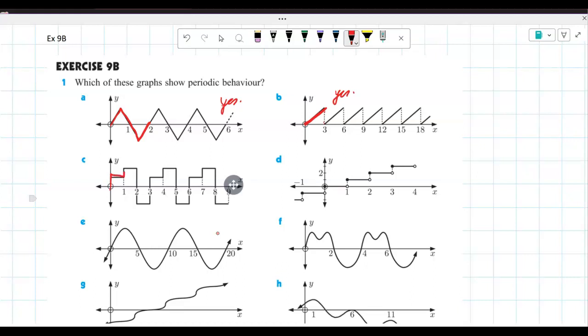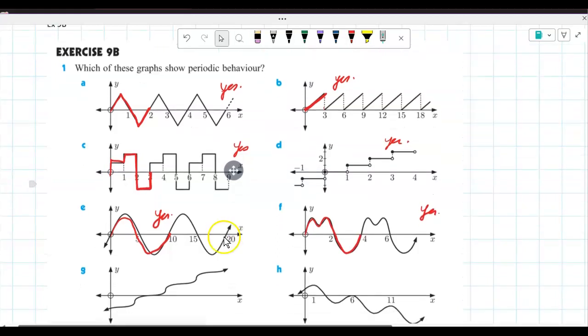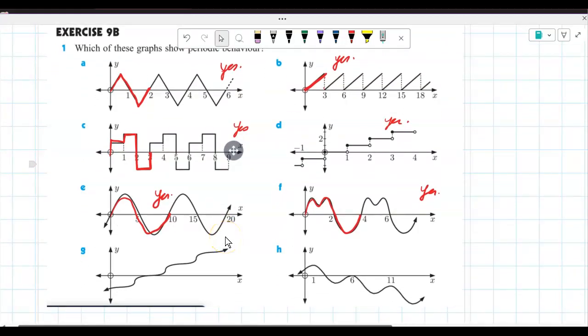C is also replicating. This part is like 1 unit till here. Even E is replicating. And F, yes. F is also replicating. G is also replicating. H, no. Replicating in the sense that the same graph should come. If I draw a y value, for the same y I should get the same x. So replicating in that way.